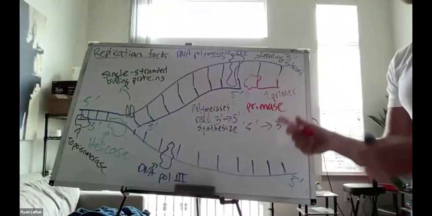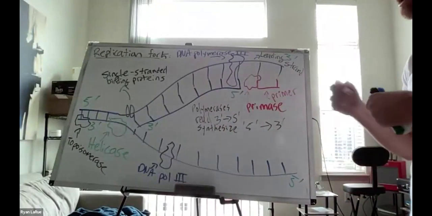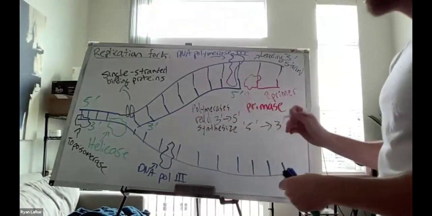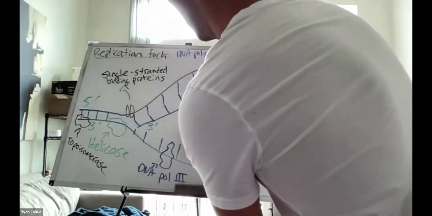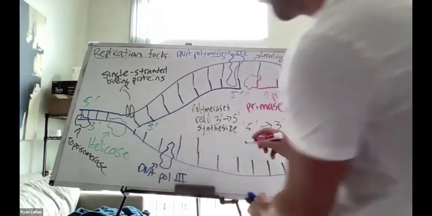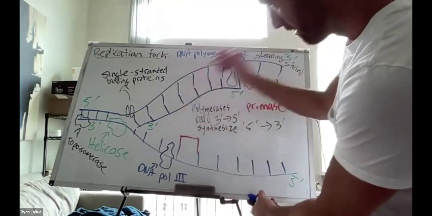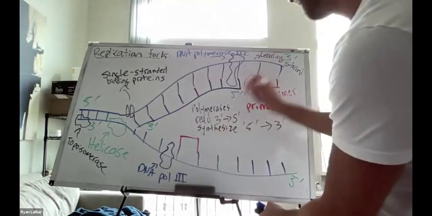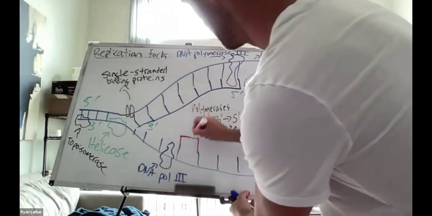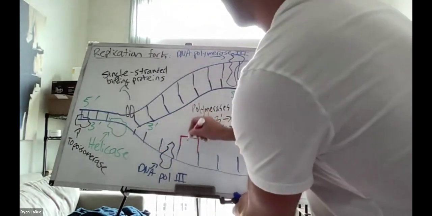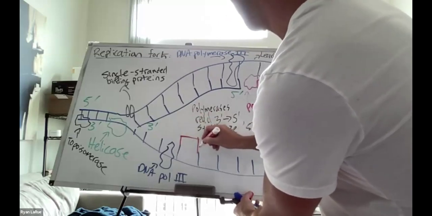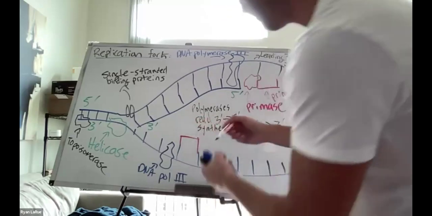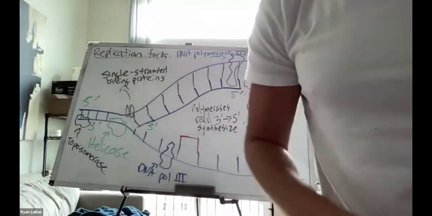So what happens is primase has to separately prime a bunch of segments, RNA segments. So we'll do one here, for example. So primase is going to come in and prime this, right? Let's do primase. Oops, I'm sorry. Totally drew that wrong. My bad.